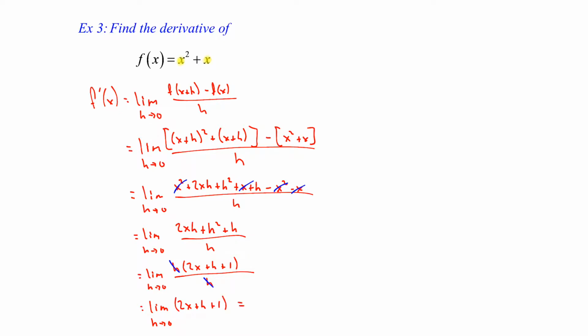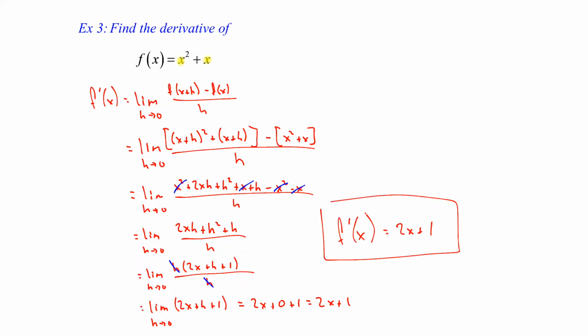And then I will do my direct substitution. So 2x plus 0 plus 1 is equal to 2x plus 1. So the derivative, f prime of x, the derivative is a limit. So we've already answered the limit question, so we shouldn't be writing limit anymore. It's equal to the expression 2x plus 1.